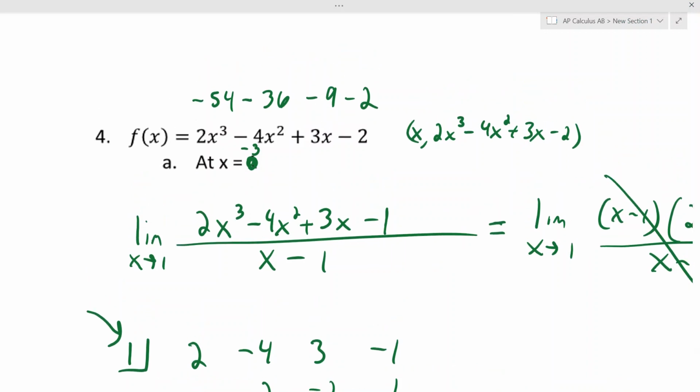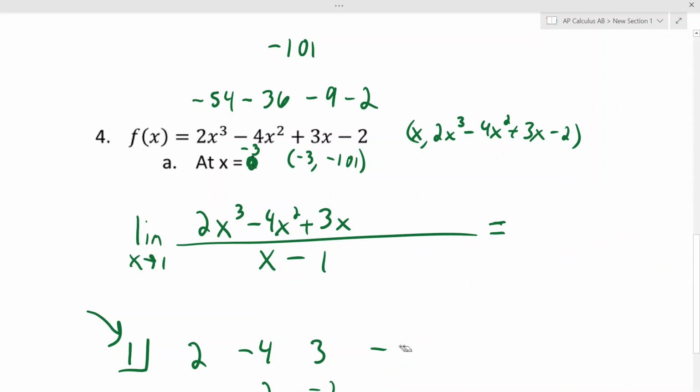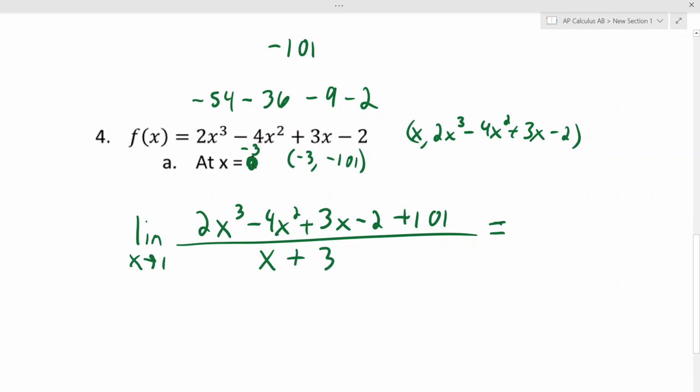So we've got to put this all together. What's that going to be? That's 80, 99, 101, negative 101. So the point we care about is (-3, -101). So the slope we care about is, I'm just going to update this one here so I can save myself a little bit of work, the y2 minus the y1, that's really plus 101, over x2 minus x1. So it's x minus negative 3, which is x plus 3.